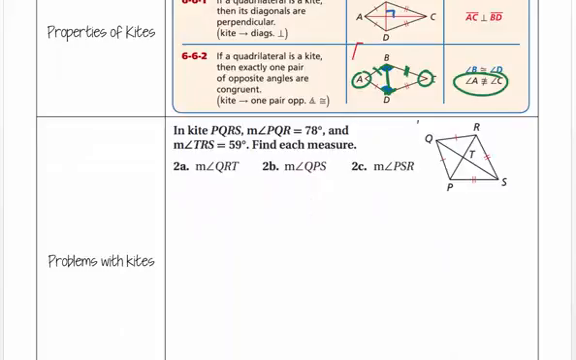So I tell you that this thing is a kite, and PQR, this guy right here, is 78 degrees. And angle TRS, this guy right here, is 59 degrees. We need to find some other angles. So the first one it asks us to find is QRT. So this guy right here we need to find.